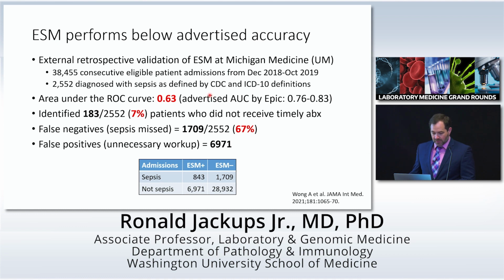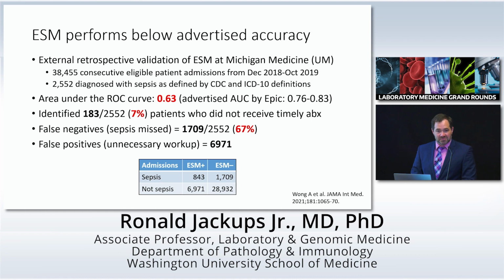And if you know how receiver operating curves work, you would know that 0.5 basically defines a garbage test, and 1 would be a perfect test, and so 0.63 is not that great. It's also quite relevant here, much lower than what was stated or advertised by EPIC. When you look into the details, you could see that it was only able to identify about 7% of patients who did not receive timely antibiotics.